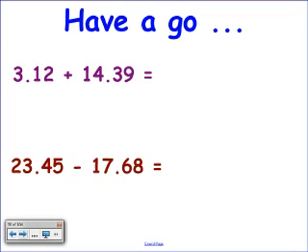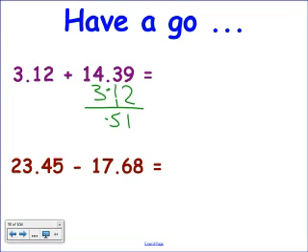We'll have a look at these. So we've got 14.39 and 3.12. We treat it like money. The vast majority are using the column method. You need a method for doing this. You can't do everything in your head. You need to understand the basics of what you're doing. So we're putting things in columns. 9 plus 2 is 11. 3 plus 1 plus 1 is 5. Put your decimal point there. 4 plus 3 is 7. And the 1 is 1. So £17.51 is the answer.